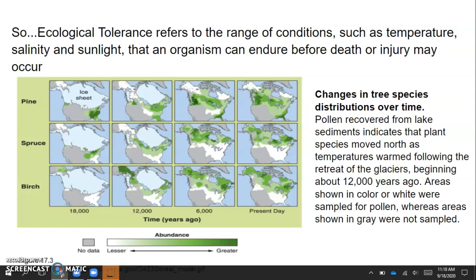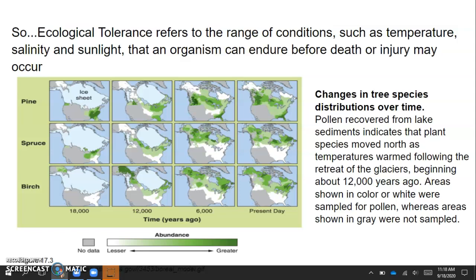So this picture here shows changes in tree species distributions over time. Pollen recovered from lake sediments indicates that plant species moved north as temperatures warmed following the retreat of the glaciers. This began about 12,000 years ago. Areas shown in color or white were sampled for pollen, whereas areas shown in gray were not sampled.